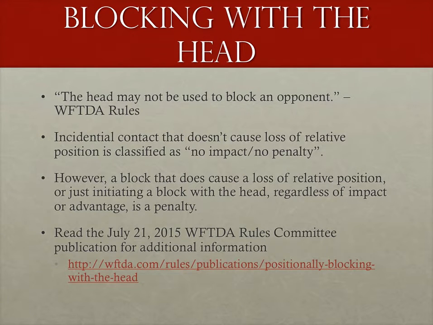So let's shift to the other side of the coin, blocking with the head. On July 21st, 2015, the WFTDA Rules Committee issued a publication that changes things a bit. So if you've only read Rule 5.6, I highly suggest you read this as well. Like with high blocking, this rule is also very simple. Quote, the head may not be used to block an opponent, unquote.